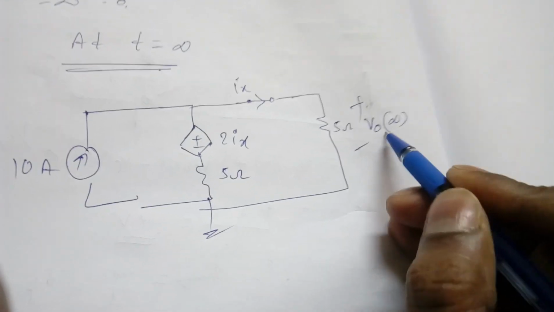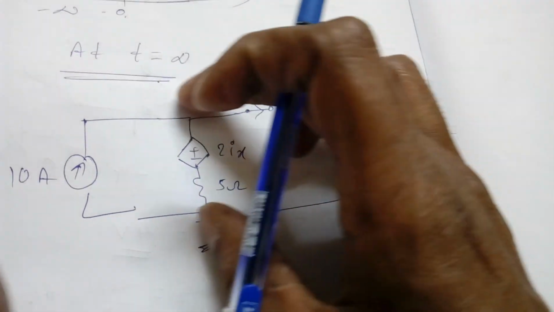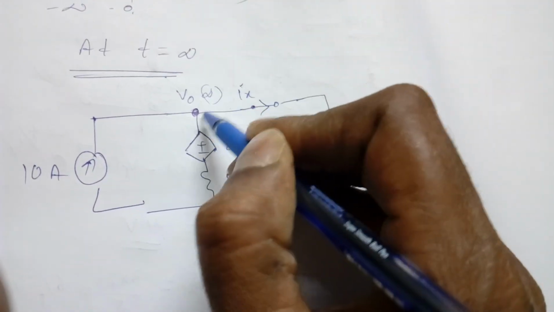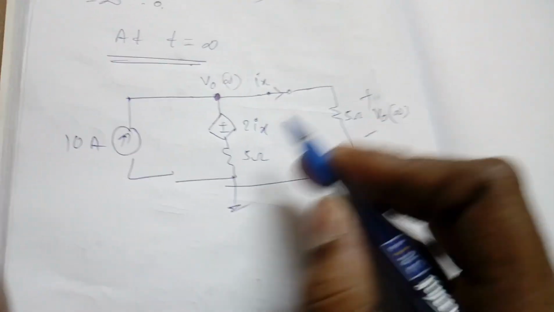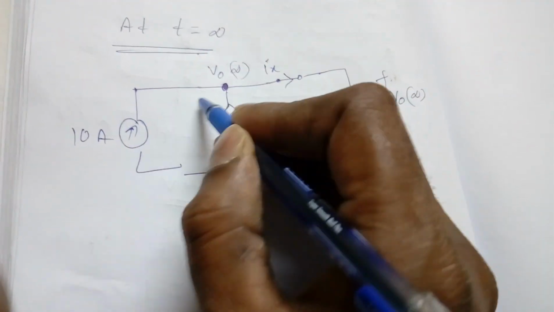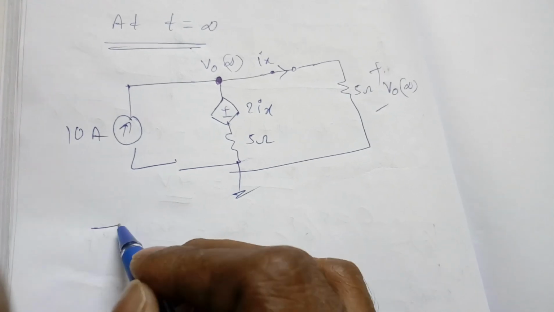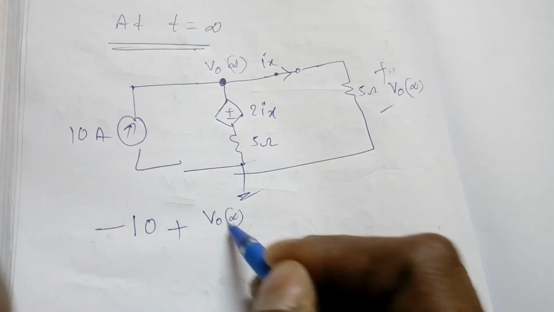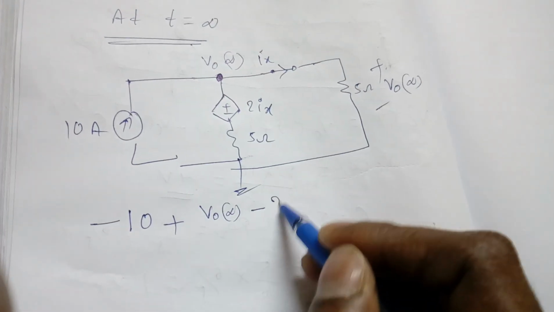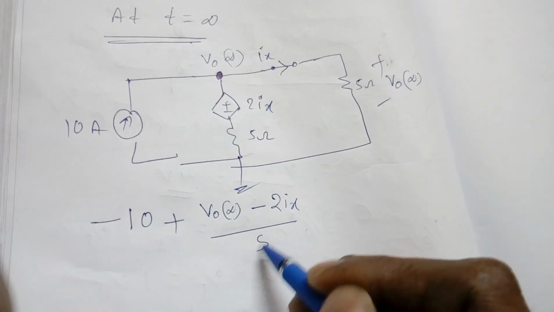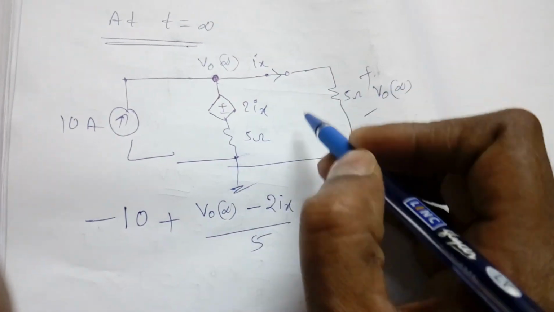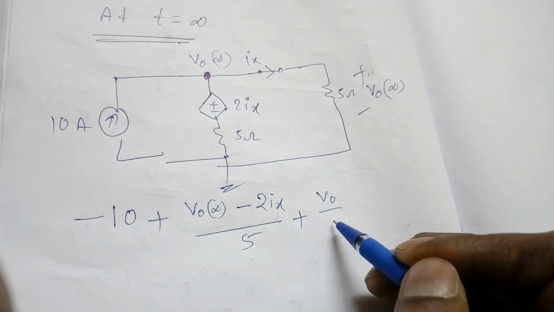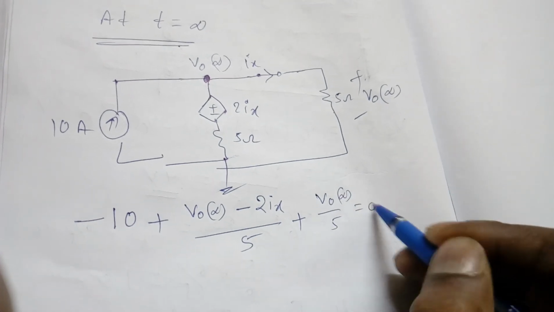See, V naught of infinity is nothing but this voltage. So this is a parallel combination. What is this node voltage? Simply V naught of infinity. If we apply the nodal equation, we will get one equation. At this node, what is the incoming current? 10 ampere. So if I assume the leaving currents, minus 10 plus V naught of infinity minus this voltage source, minus 2 times Ix, by 5, plus this is Ix but we don't require Ix, so V naught by 5 ohm, so directly V naught of infinity by 5 ohm, right?